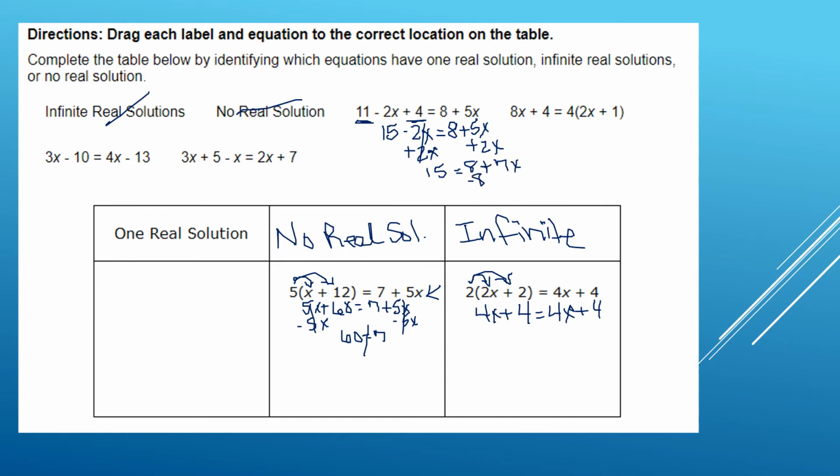Subtract 8, and 7 is equal to 7x. So that tells me x equals 1. So this one has one solution, so it would go in this column. Okay, now I'm going to look at the next one.